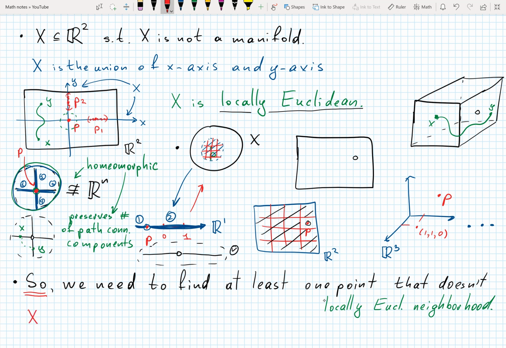So X is not a manifold, because for this point P, for any neighborhood, if I throw away the point P, the structure of the complement is going to be completely different from the structure of the complement for any Euclidean space. That's why X is not a manifold.